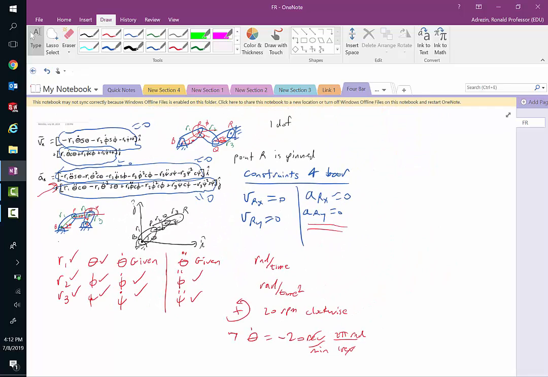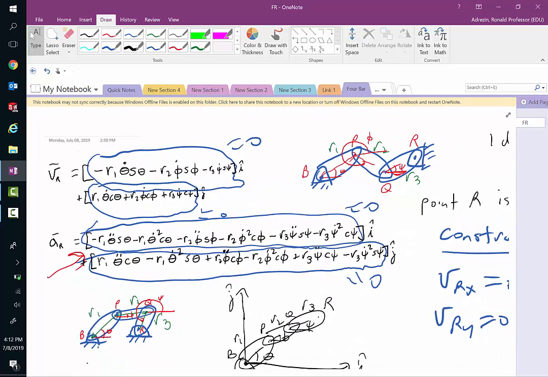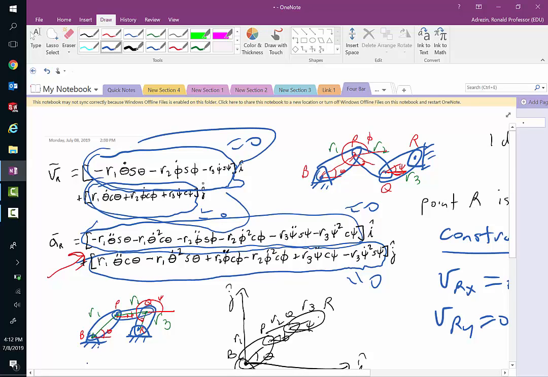So let me zoom back in here. And for any 4-bar, I have these 4 scalar equations. Right? This one here equals 0. This one here equals 0. And same thing for the acceleration.